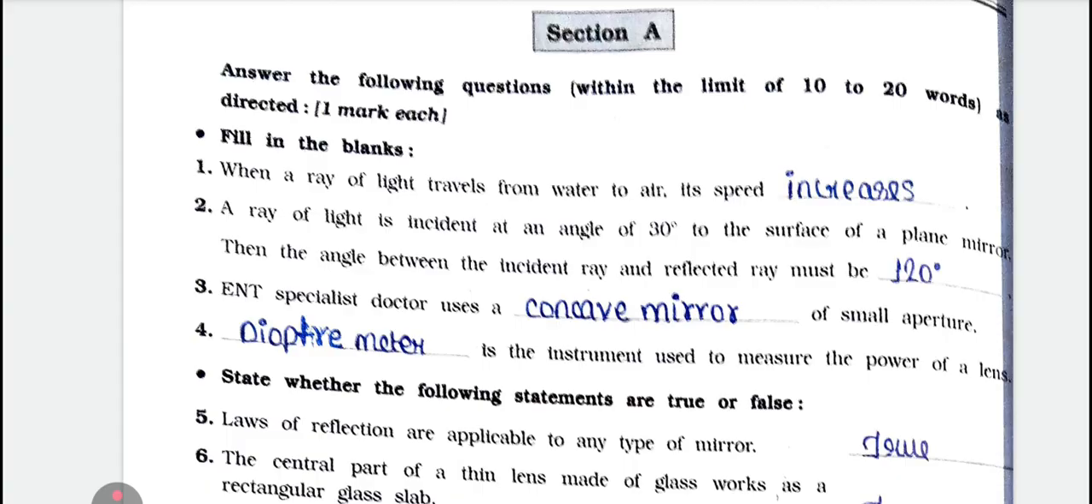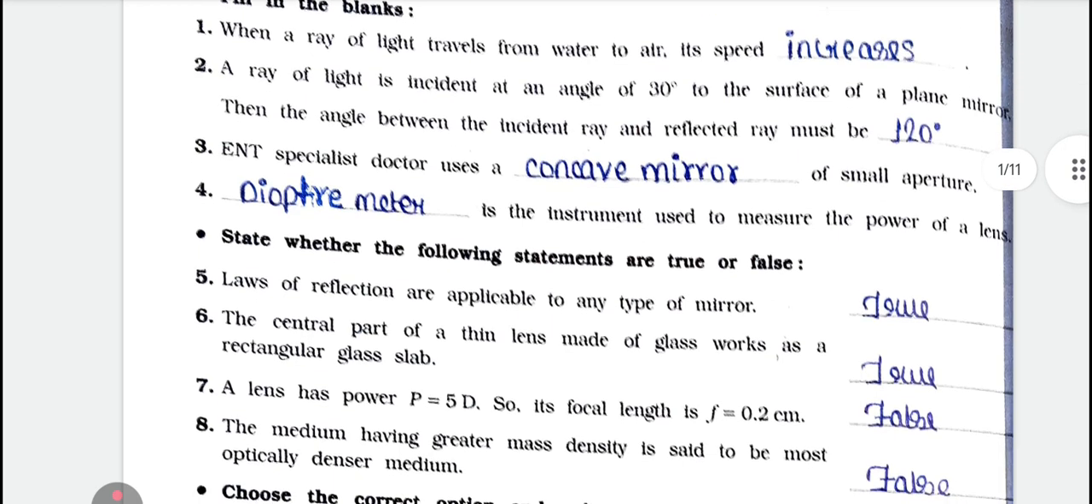A ray of light is incident at an angle of 30 degrees to the surface of a plane mirror. Then the angle between the incident ray and the reflected ray must be 120. ENT specialist doctor uses a concave mirror, a small aperture. Next, diopter meter is the instrument used to measure the power of a lens.